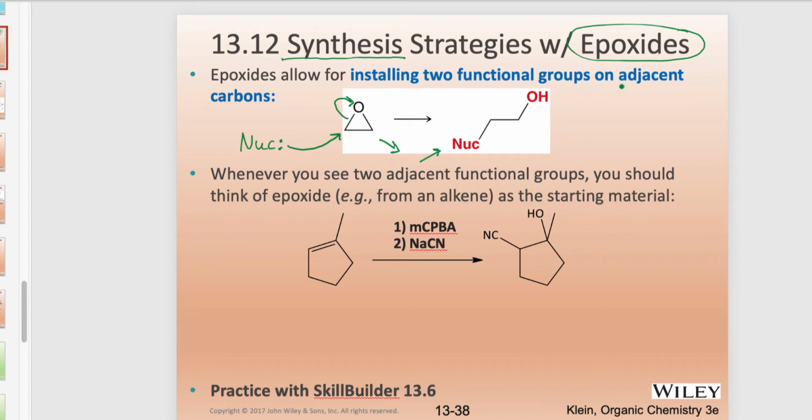It's important to realize that these functional groups are on adjacent carbons. So this is basically a 2-carbon unit. So I'm just going to abbreviate that with C2. Whenever you see 2 adjacent functional groups, you should think of epoxides as a C2 unit you can incorporate. Here we have an example.